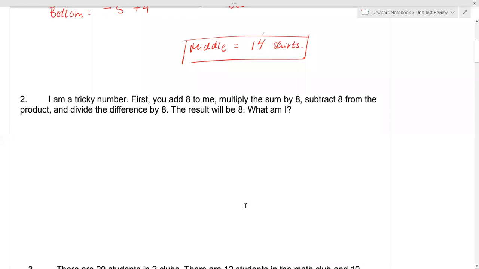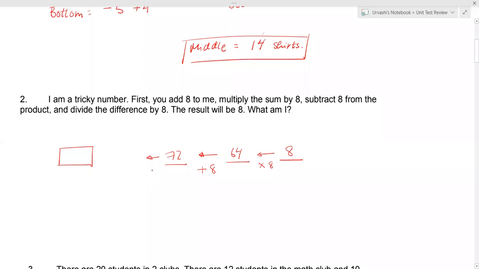So first you do times 8, because you divide the difference, so you times 8. So then it's 64. Then 64 plus 8 equals 72, and then you divide by 8, which is 9, and then you do minus 8, which is 1. It's just the opposite, so the answer is 1.